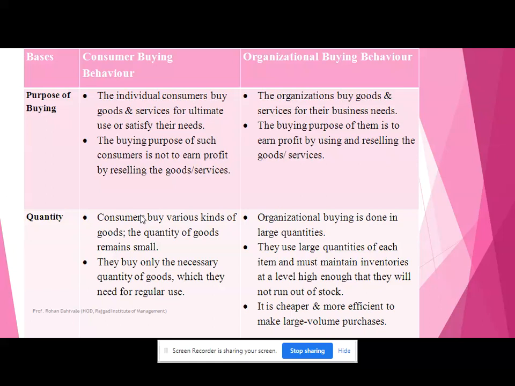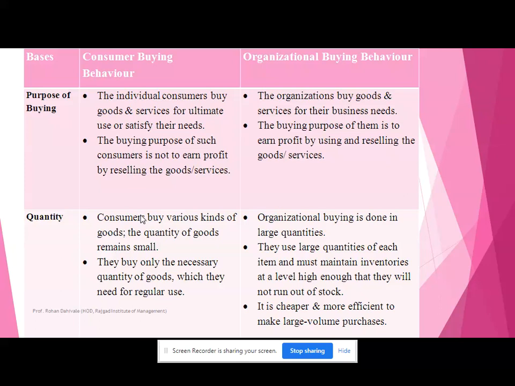Now there are various bases of comparison. On these parameters, we are distinguishing between consumer buying behavior and organizational buying behavior. Now we will see them one by one. First of all, we will see the purpose of buying. In the case of consumer buying behavior, individual customers or consumers buy goods and services for ultimate use to satisfy their personal needs, and the buying purpose of the consumer is not to earn profit by reselling the products and services. So this is about the purpose of buying.